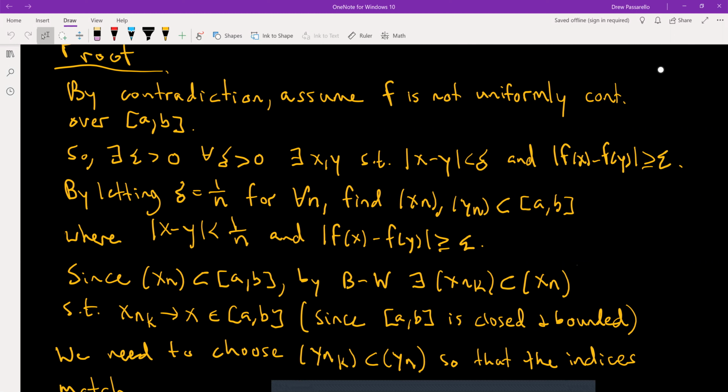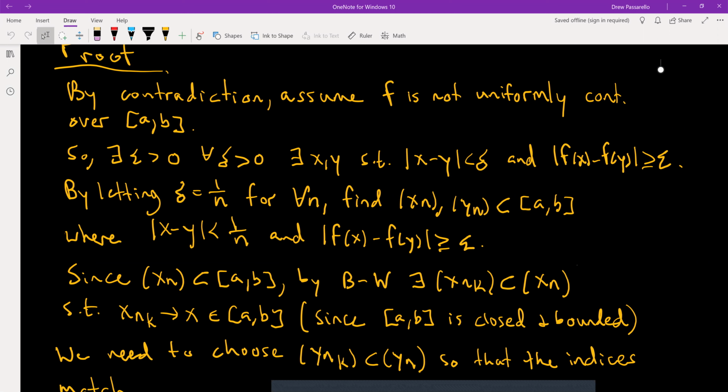So by letting delta equal 1 over n for all n, we're going to find sequences x_n, y_n in the closed interval [a, b], where we have the absolute value of x_n minus y_n less than 1 over n, and the absolute value of f of x_n minus f of y_n is greater than or equal to epsilon. So we're assuming it's not uniformly continuous, so we find these two sequences, x_n and y_n, that have this property of it not being uniformly continuous.